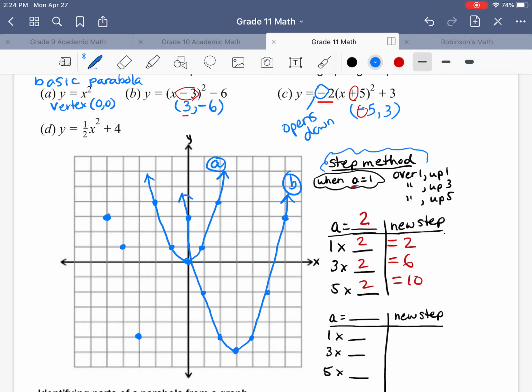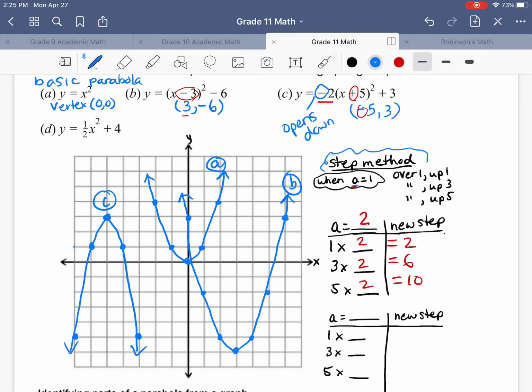Let's do the same on the other side of the vertex. So we're going to the left this time. So over 1, down 2 point, over 1, down 6 point. We draw a smooth curve through our points, and we label our graph.